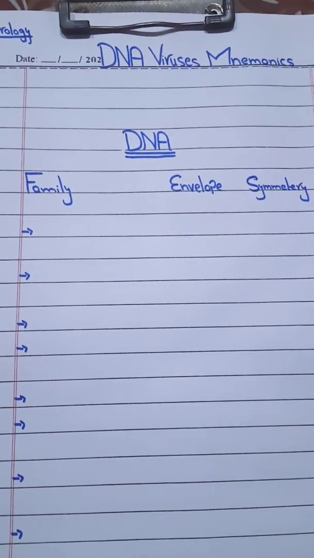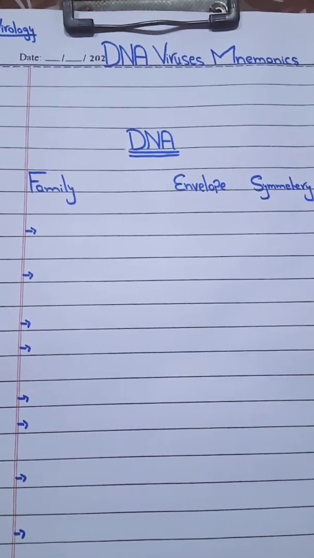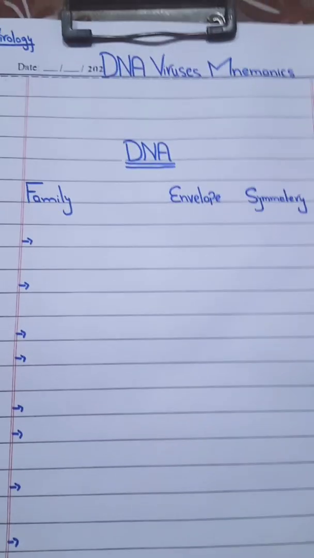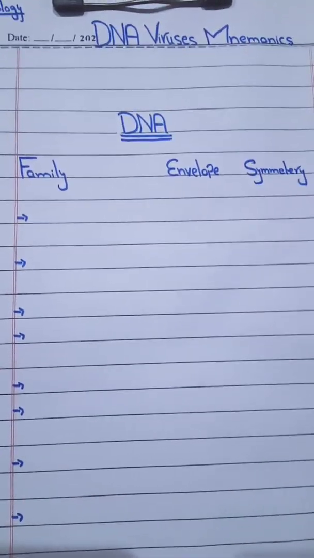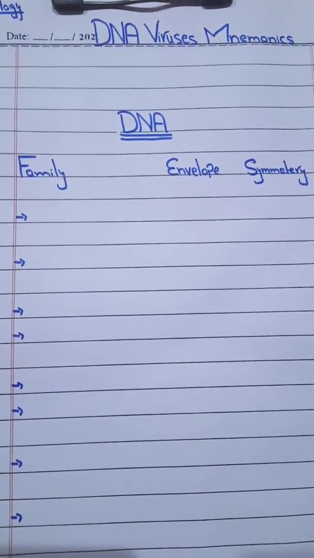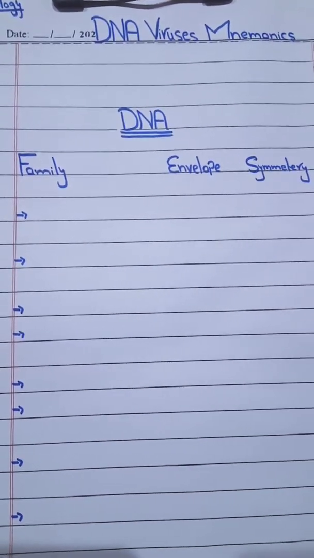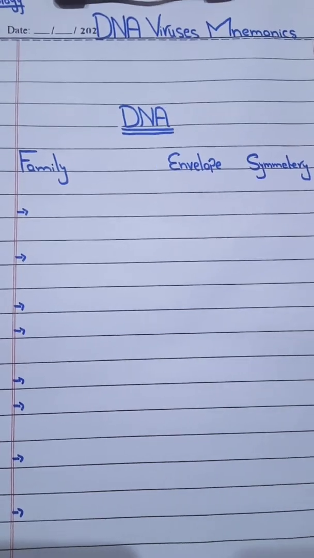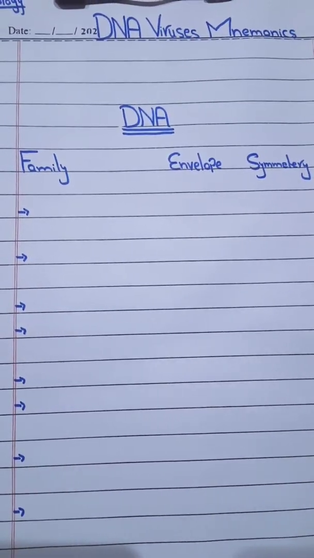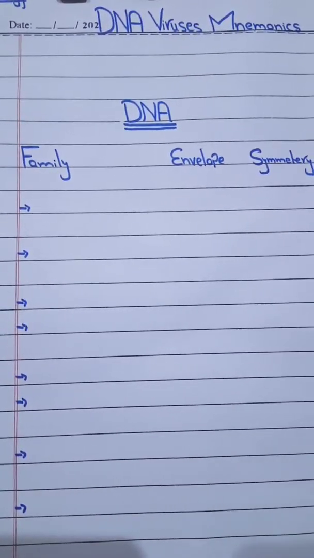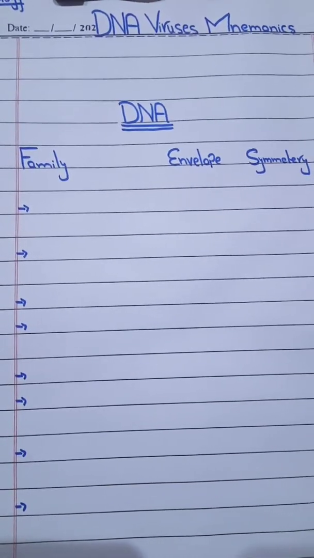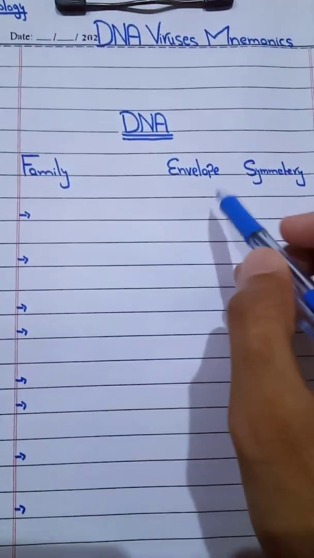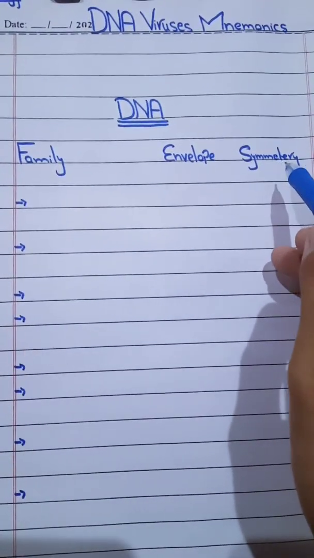This is the second lecture of the Virology playlist and the topic is the DNA Viruses Mnemonics. You know that DNA has many virus families. In the RNA viruses we study the polarities, negative polarity and positive polarity. In the case of the DNA viruses there is no such classification into negative polarity and positive polarity viruses. So in DNA viruses we will discuss the family, envelope and the symmetry, right?